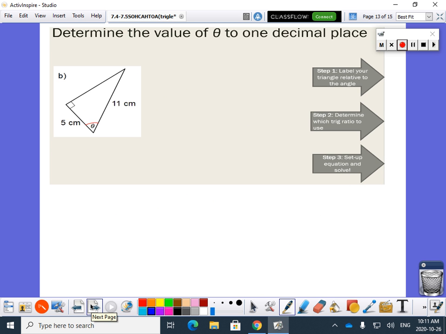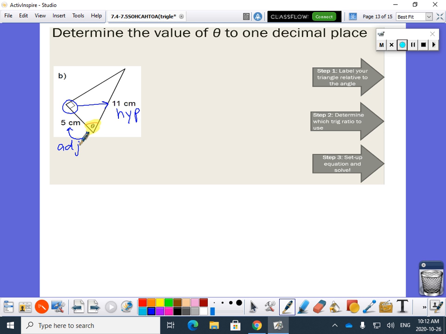Next, determine the value of theta to 1 decimal place. So for this one, we have theta here. Sorry, I should have used my highlighter, like I've been doing, on the last page. Here is our angle. Opposite the angle is going to be here, but we don't have a value, so we don't care about it. Our right angle is here. So if this is our right angle, then this is the hypotenuse. Next to the angle is adjacent.